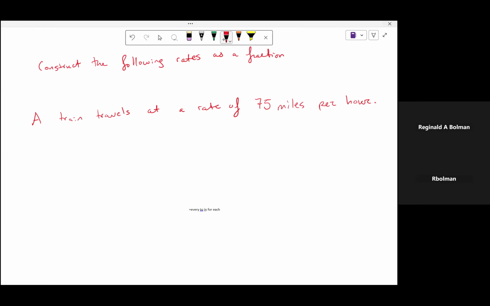But yes, you're looking for every, you're looking for to, you're looking for in, you're looking for each. And if you see one of those words, one of those keywords, you're actually going to look to the left of the keyword, and that's going to be your numerator quantity. Here's my keyword. Then you're going to look to the right of the keyword, and that is going to be your denominator.